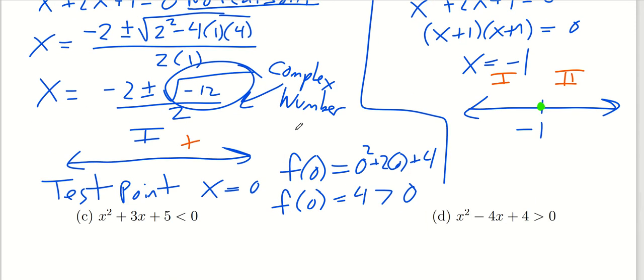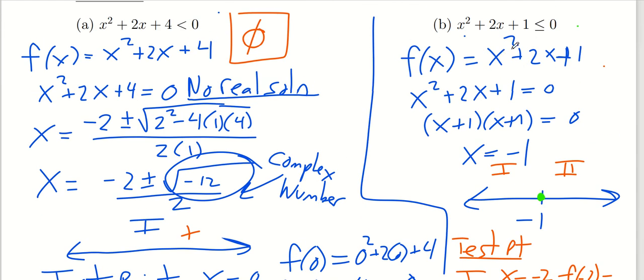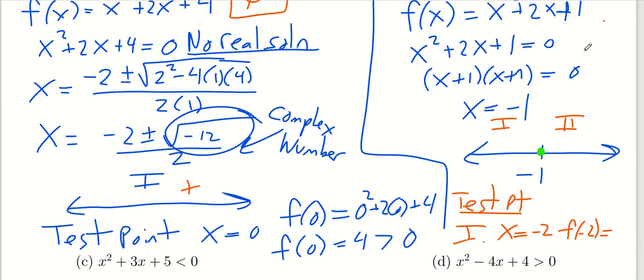We're again going to pick a test point. In region 1, I would be inclined to maybe use the test point x equals negative 2. If you evaluate f at negative 2, I'm just going to try to do this mentally. Negative 2 squared is 4. 2 times negative 2 is negative 4. 4 and negative 4 cancel, so we're left with plus 1. So in region 1, it's going to be positive, because we get 1.